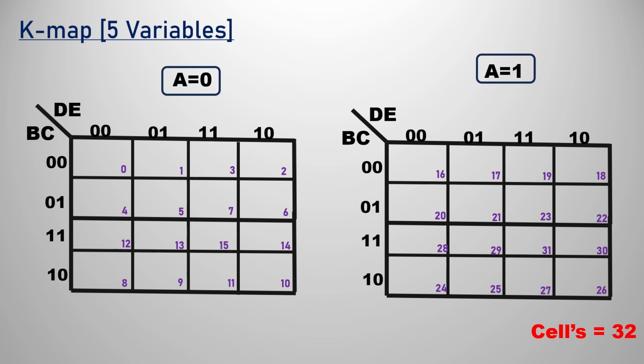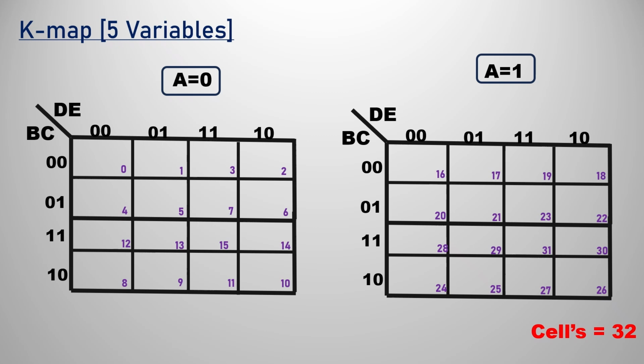So this K-map will be starting with 16, 17, skip 1, 18, come back 19. So come to the next row, 20, 21, skip 1, 22, come back 23. So skip 1 row, 24, 25, skip 1, 26, come back 27. Again go back to the third row, 28, 29, skip 1, 30, come back 31.